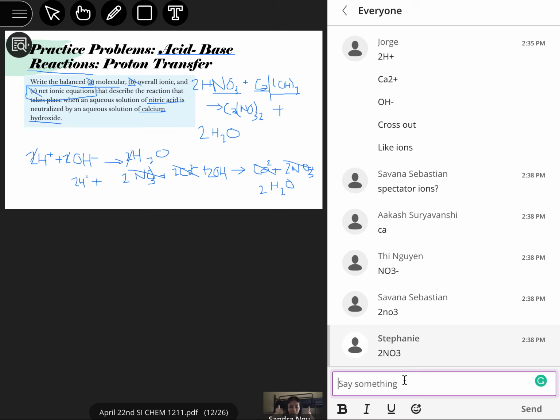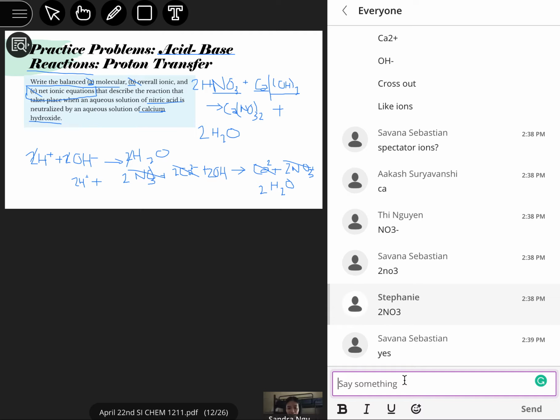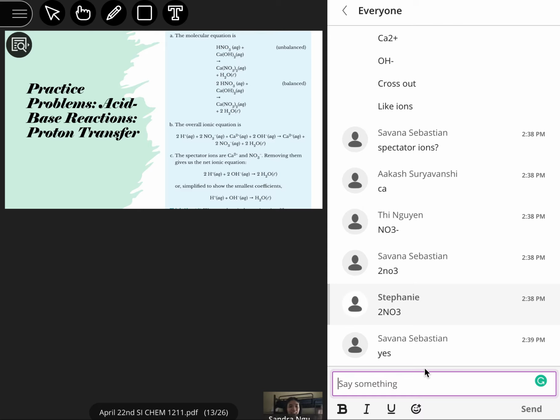Are we good on this? Yes? Pretty simple, it's only 3 steps. So yes, great. Okay, thank you, Savannah. Okay, and that's the answer. Just in case you were like, I don't get it. This is a clearer version than what I was writing. But if you have any questions about these, please let me know.